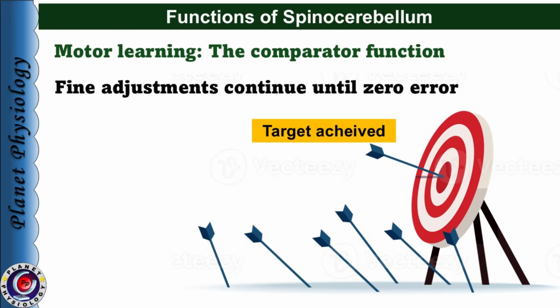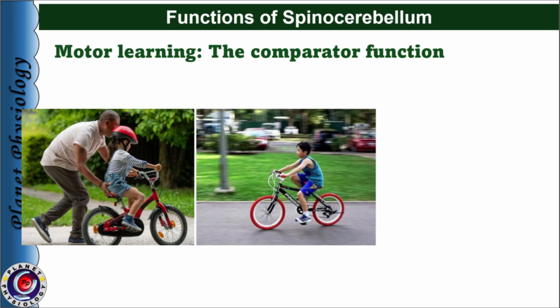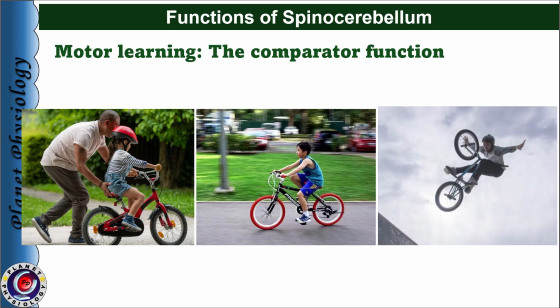To reinforce this concept, just think about learning to ride a bicycle. At first, you needed someone to hold and balance you. Over time, with practice and your cerebellum's continuous adjustments, you learn to ride smoothly. With even more practice, you could perform stunts or ride without using your hands. This is cerebellar motor learning in action, and it applies to each and every motor skill we master.